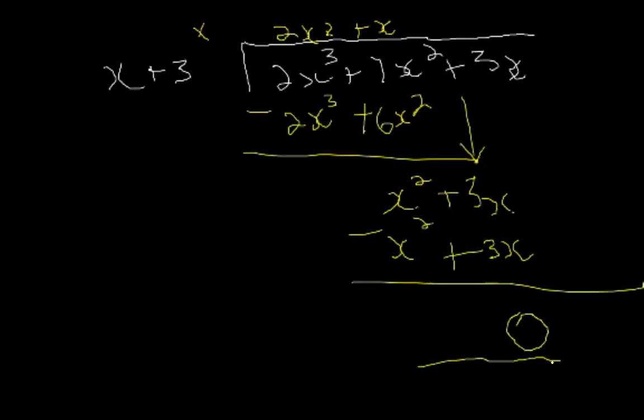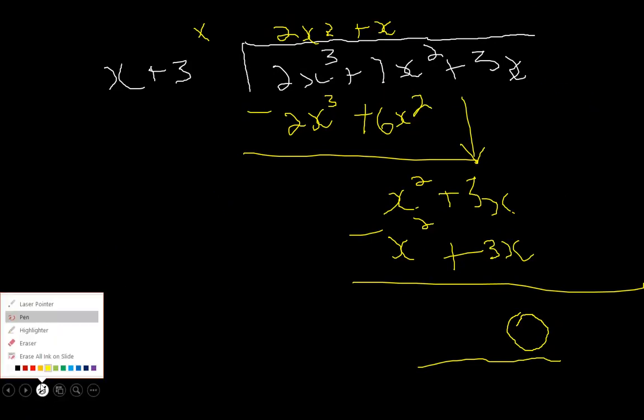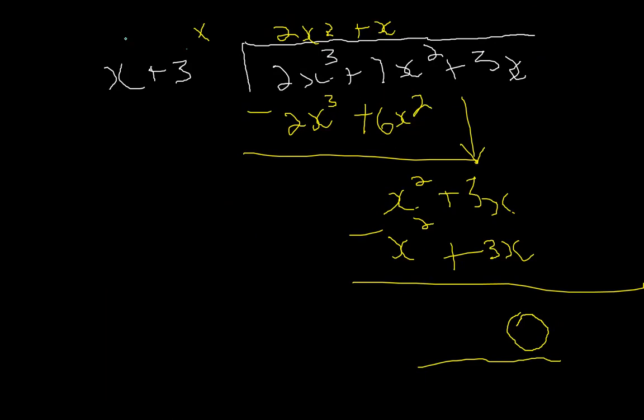No need for me to continue because the constant term is 0, right? So no need for you to do that. What does that mean? That means that this right here is a factor. This is also a factor. Just pretend that's a circle, right? So this and this, they're both factors.